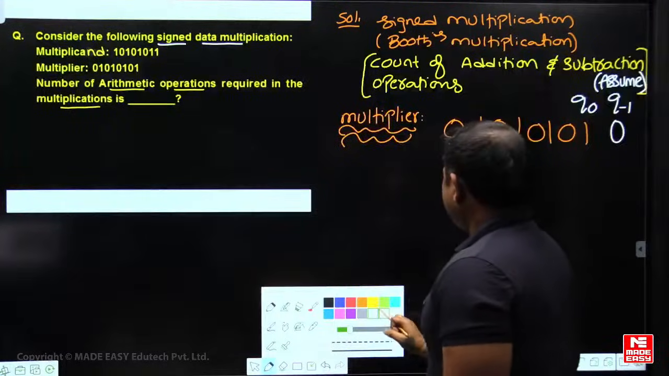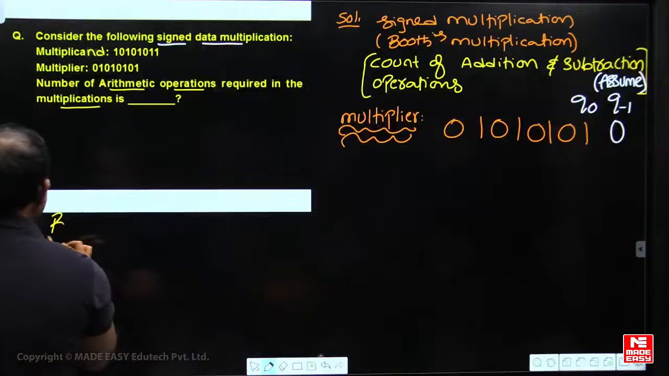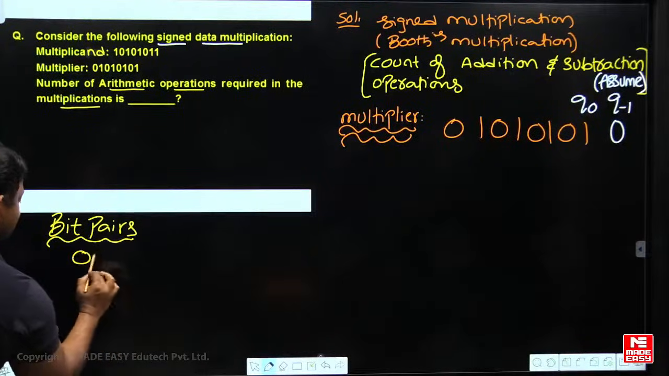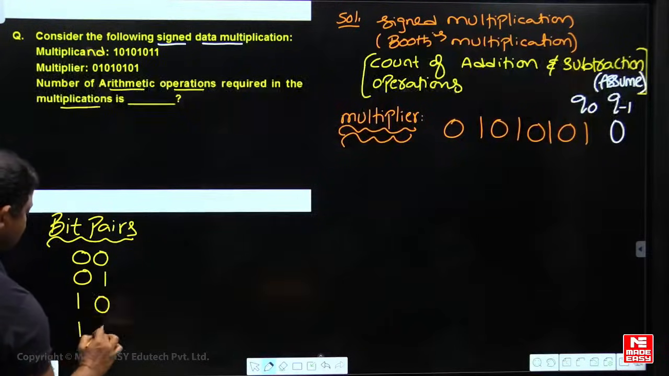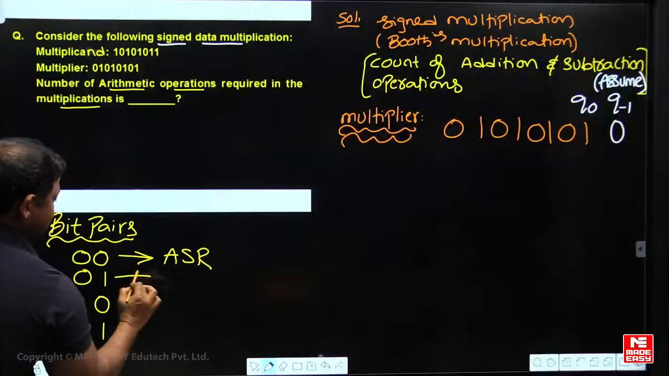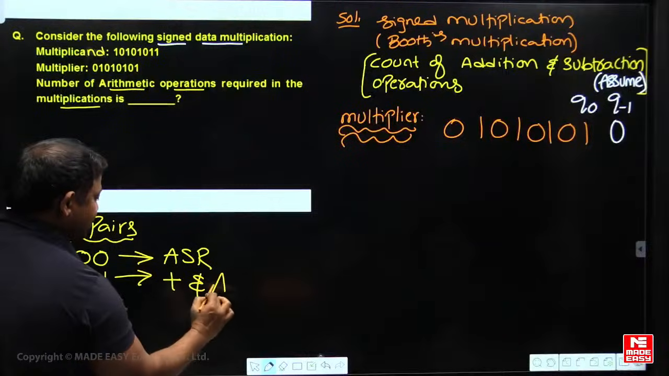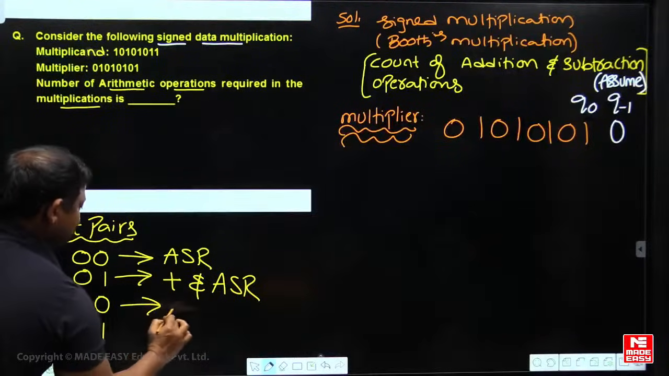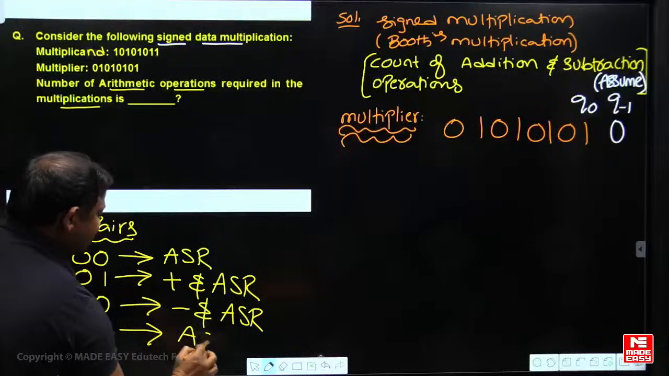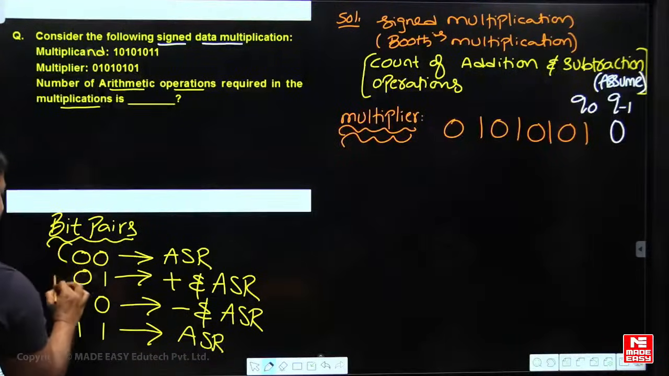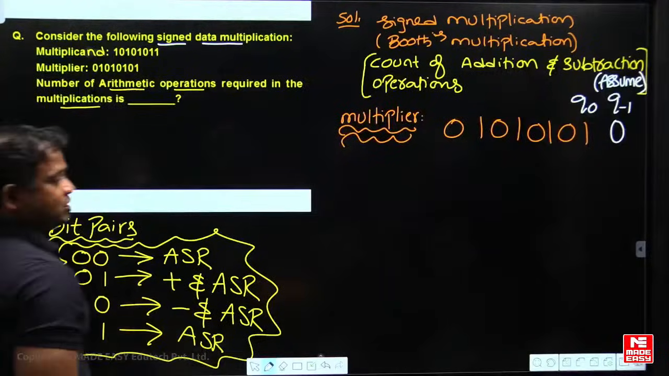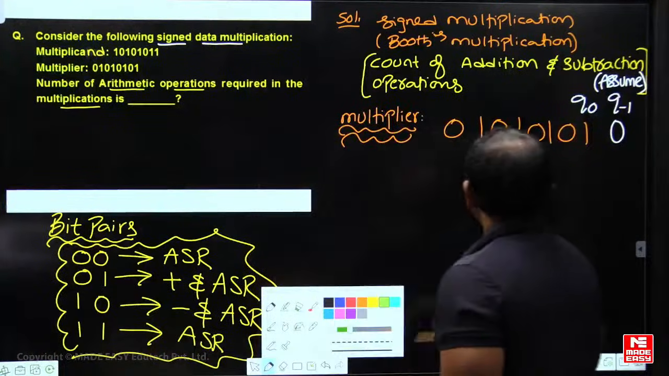Now, bit pairs and the operations. According to Booth's multiplication, when the bit pair is 0, 0, only ASR; 0, 1, addition and ASR; 1, 0, subtraction and ASR; and 1, 1, only ASR, arithmetic shift right. So these are the operations with respect to the bit pairs. Everyone knows that. Then follow the same here.